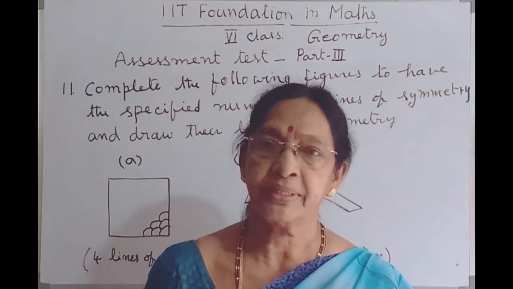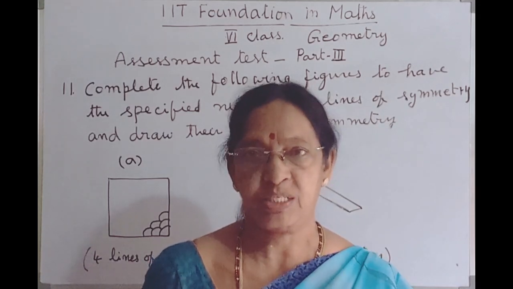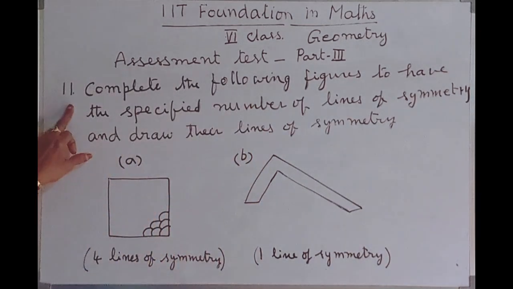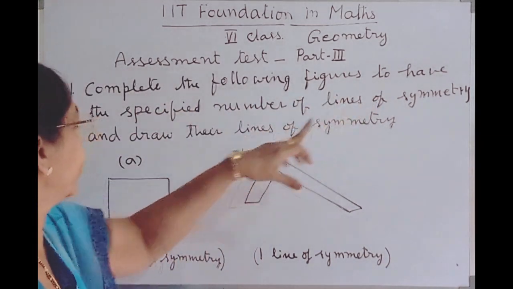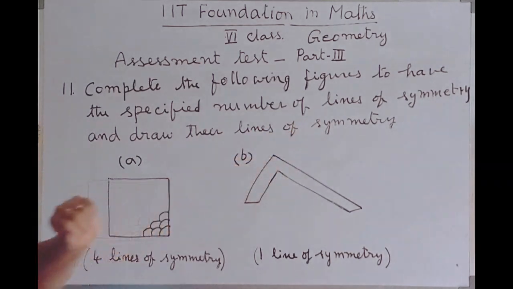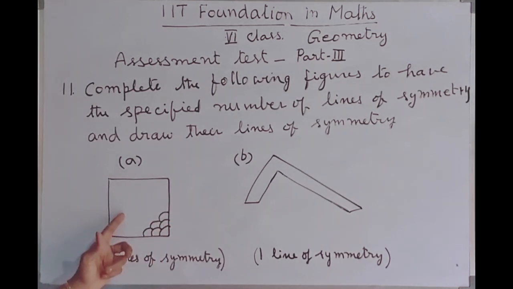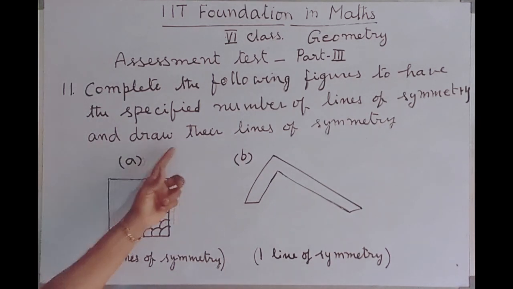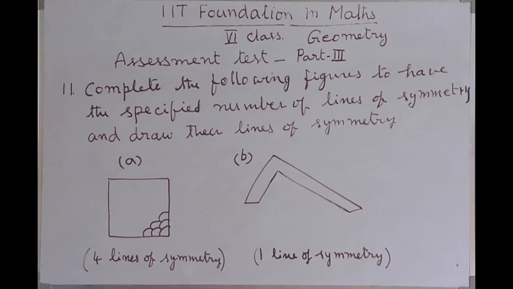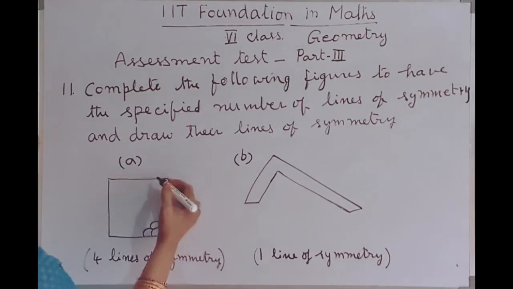We are doing the assessment test in geometry, that is the last part, third part. 11th problem, complete the following figures to have the specified number of lines of symmetry and draw their lines of symmetry. There are certain figures given and the number of lines of symmetry is given here, 4 lines of symmetry. So we have to complete this figure such that it has 4 lines of symmetry and draw their lines of symmetry. So this is a square and at one corner of the square there are some drawings.